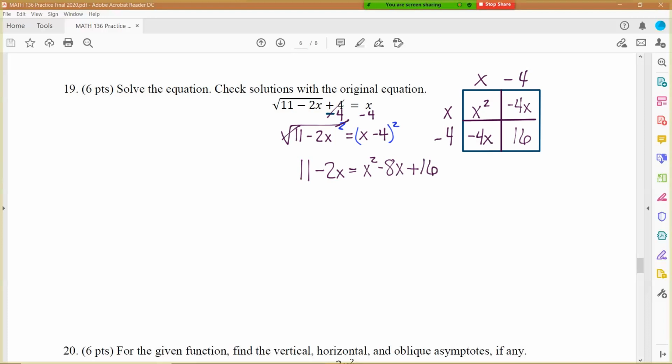Ask yourself, is this quadratic or linear? Linear just means it has plain old x's in it. Quadratic means it has x squareds in it. Anytime you have quadratic, you want to get 0 on one side so that you can factor it using your asterisks. So we're going to move the 11 by subtracting 11, and move the 2x by adding 2x. So we're going to subtract 11 and add 2x to both sides.